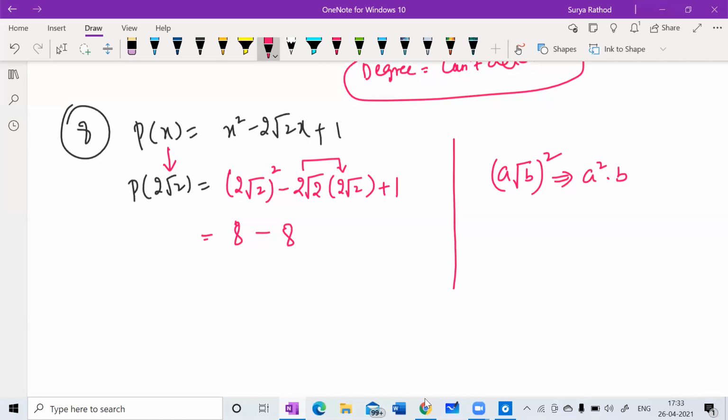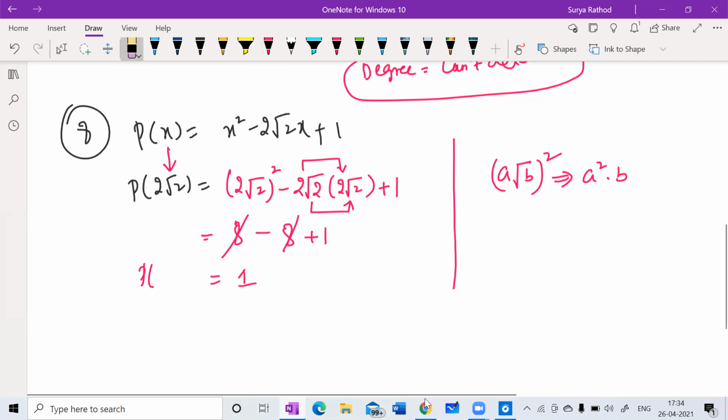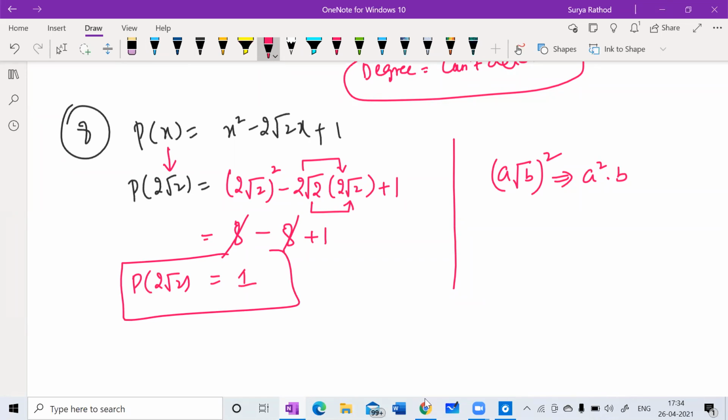2 into 2 is 4, and square root 2 into square root 2, root 2 into root 2 is 2. So 4 times 2 is 8, plus 1. So what am I going to get here? Plus 8 minus 8 will cancel. 1 is my answer. So P of 2 root 2 is equal to 1, that is my final answer. Are you getting my point, children? Any doubt here?